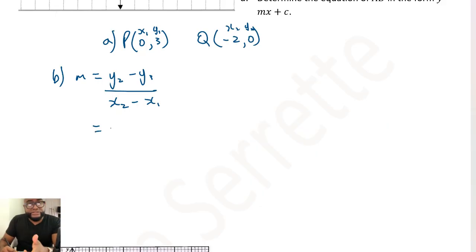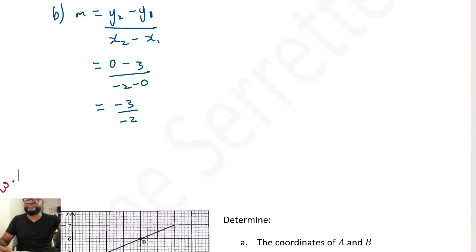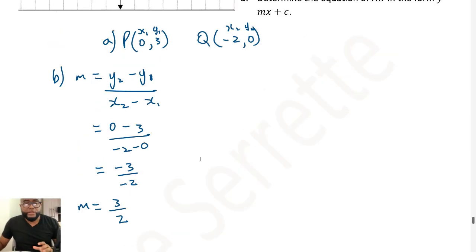So this will be equal to, what is y2? 0. Minus 3. This is y1, right? 0 minus 3 over -2 minus 0. Excellent. So it'll be -3 divided by -2. Negative divided by negative is a positive, but we're leaving it as 3 over 2, because we don't know if we have to deal with any inverse, and we'd have to flip it and multiply by -1. Cool? So that is m.